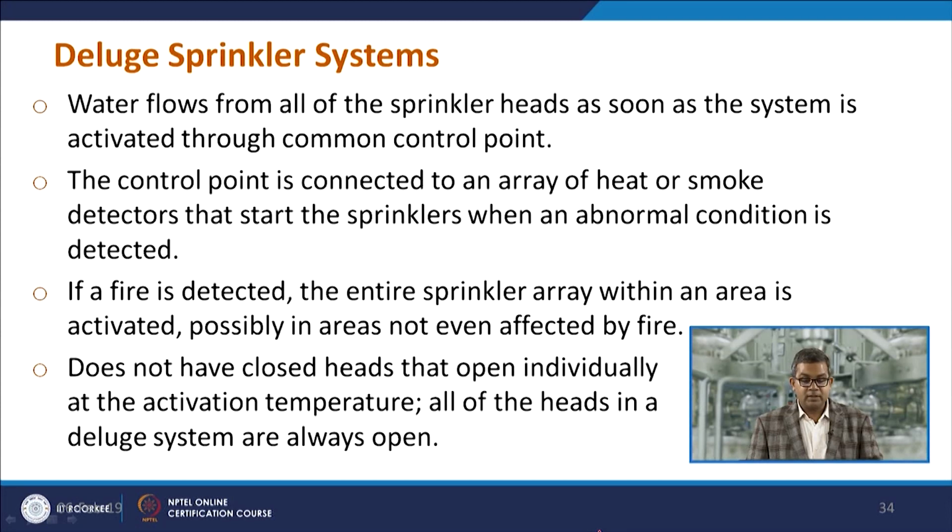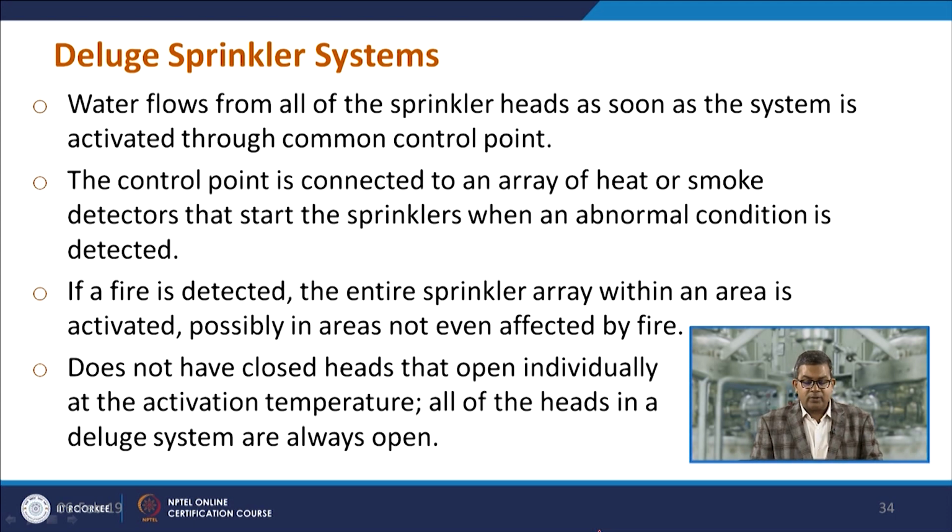the sprinkler system. Now the next sprinkler system which we are going to discuss is the deluge sprinkler system. So water flows from all of the sprinkler heads as soon as the system is activated through the common control point. The control point is connected to an array of heat or smoke detectors that starts the sprinkler when an abnormal condition is detected. Now if a fire is detected, the entire sprinkler array within an area is activated, and possibly in areas not even affected by fire.